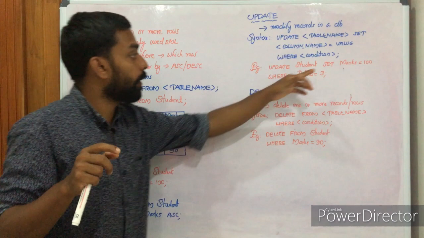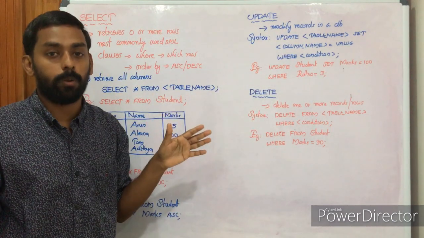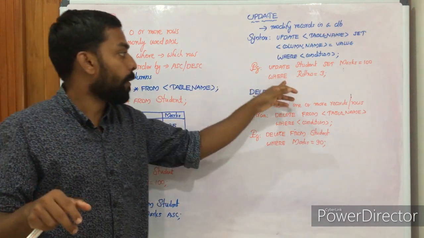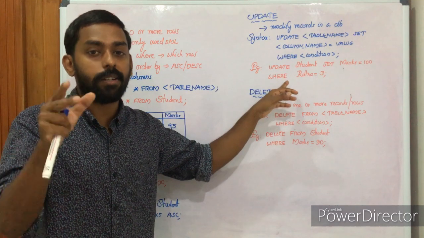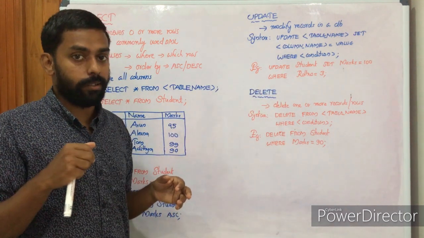Suppose we are updating with marks equal to 100 and stop there. What happens? The changes will be reflected in all the rows because we haven't applied a where clause, we haven't added a restriction, so it will affect all the rows, right?